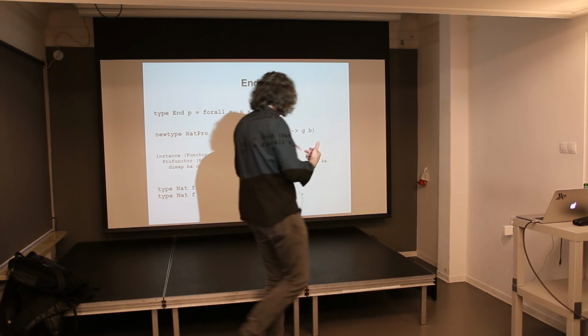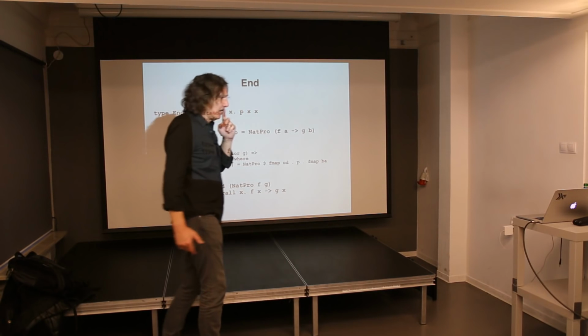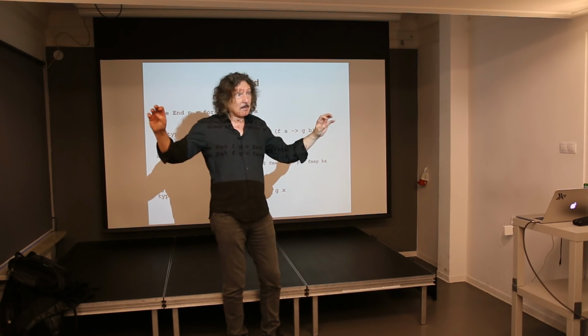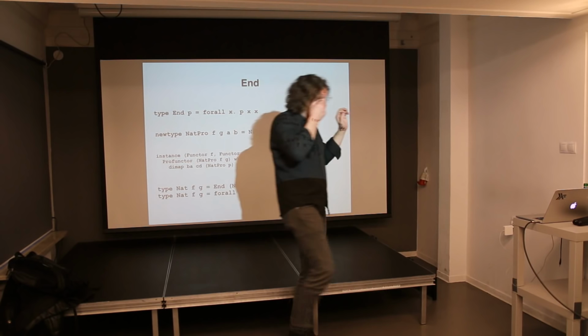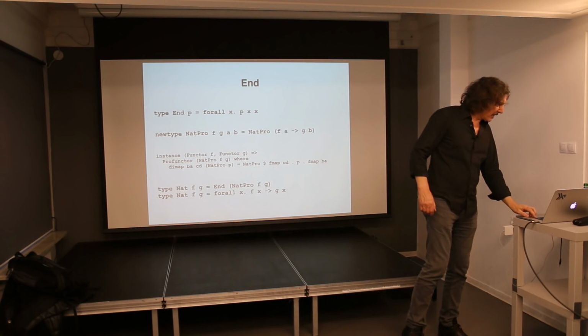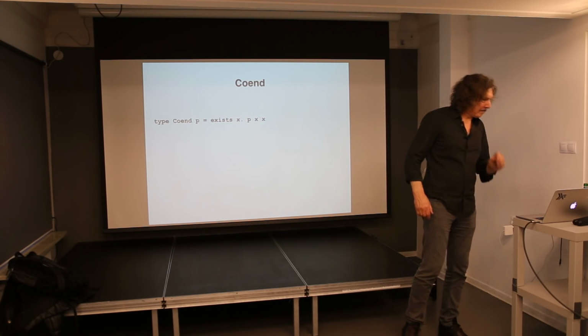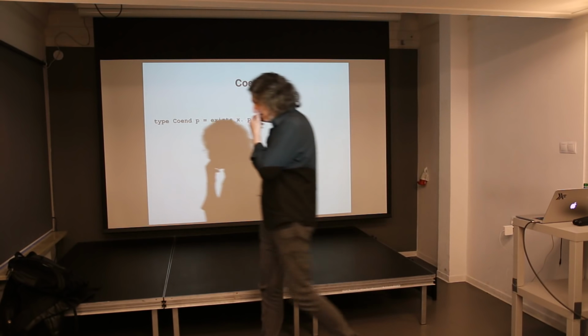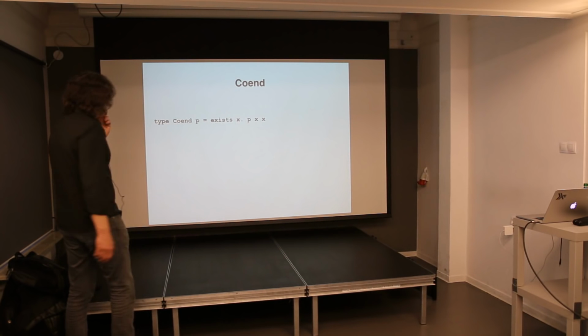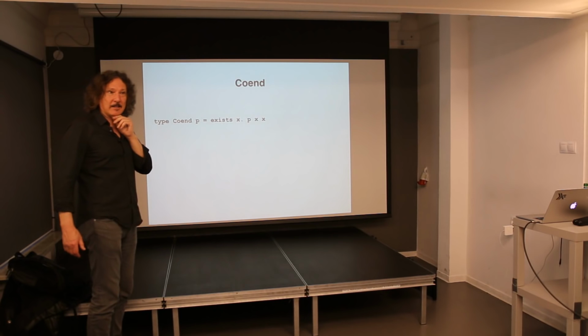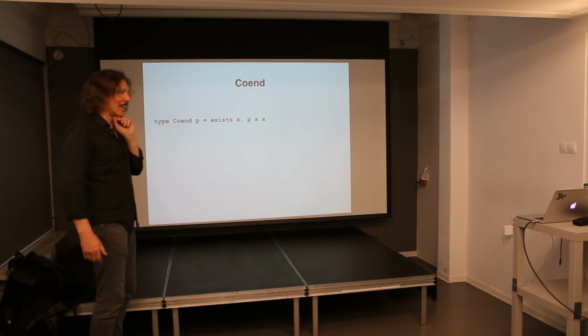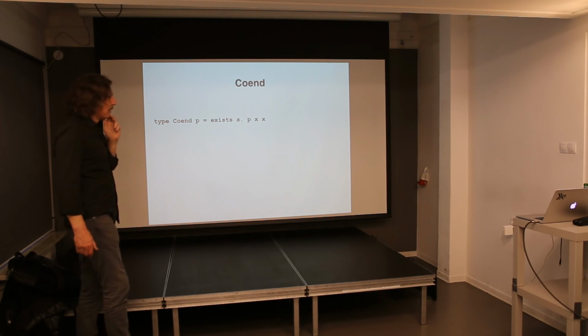So like the Either thingy, a variant in other languages. The dual to end would be sort of an infinite sum. So how do we write an infinite sum? This is how we write an infinite sum. Is this Haskell? No, not really. I'm cheating here.